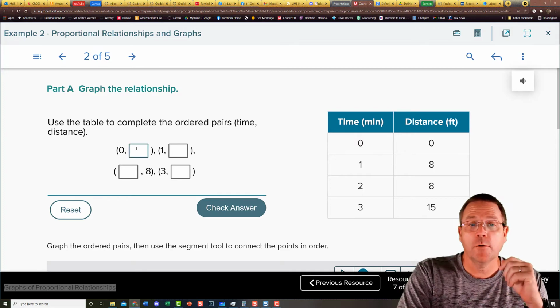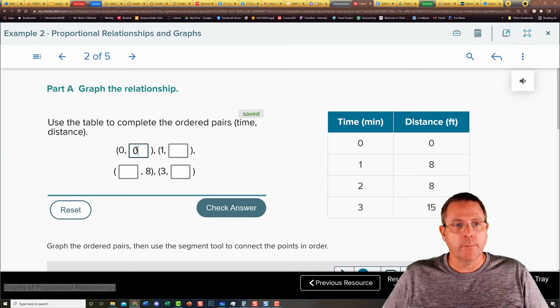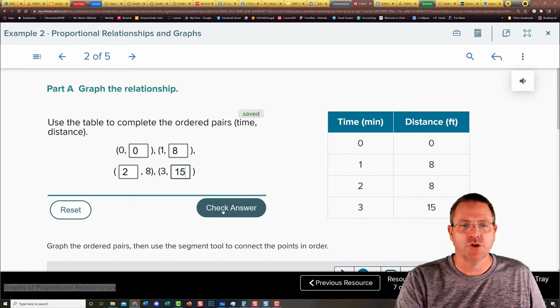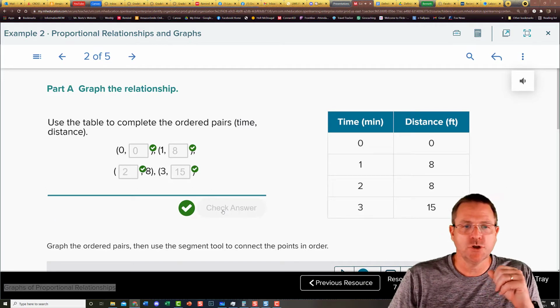Did you get it done? Let's take a look at the first part. Put it in our ordered pairs. That's going to be 0, 0. Then I'm going to have 1, 8. Then I'm going to have 2, 8. And finally, I'm going to have 3, 15. Check that answer. Everything checks.